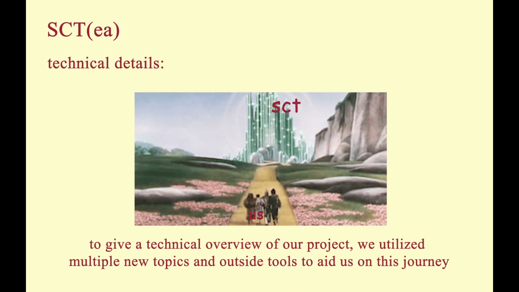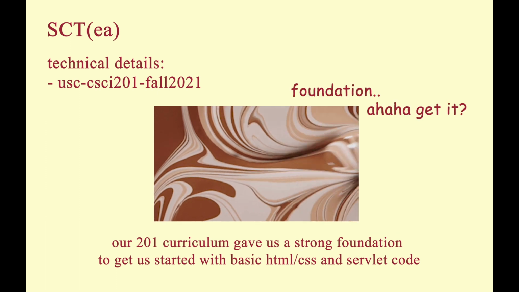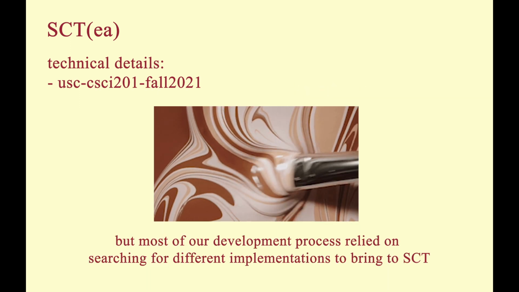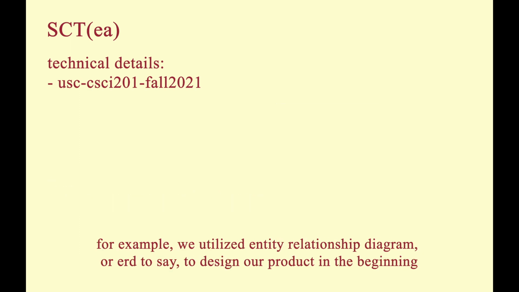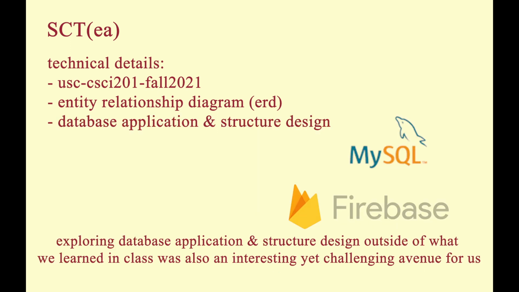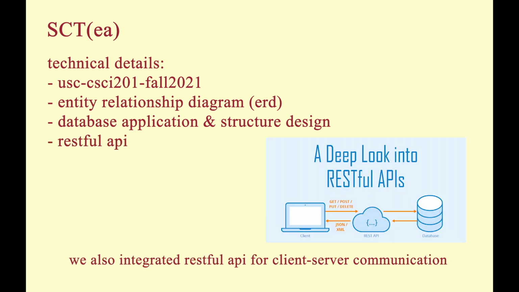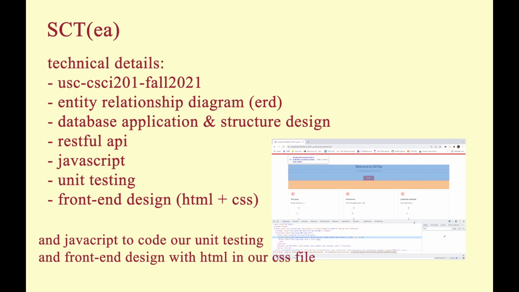To give a technical overview of our project, we utilize multiple new topics and outside tools to aid us on this journey. Our 201 curriculum gave us a strong foundation to get us started with basic HTML/CSS and server code, but most of our development process relied on searching for different implementations to bring to SCT. For example, we utilized Entity Relationship Diagram, or ERD to design our product in the beginning. Exploring database application and structured design outside of what we learned in class was also an interesting yet challenging avenue for us. We also integrated RESTful API for client-server communication and JavaScript to code our unit testing and front-end design with HTML and our CSS file.